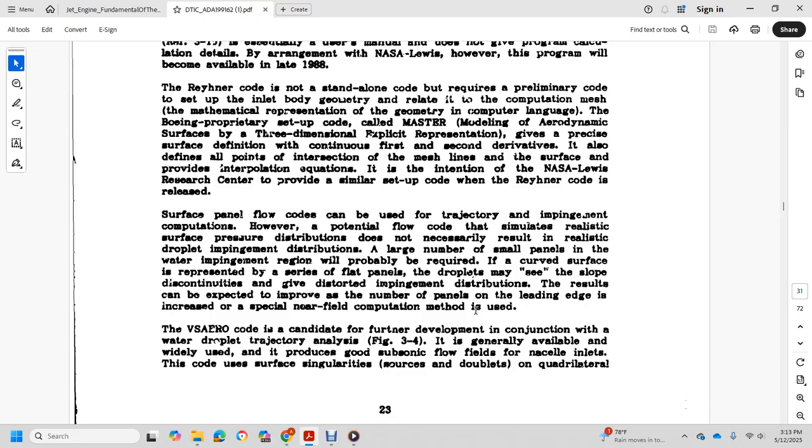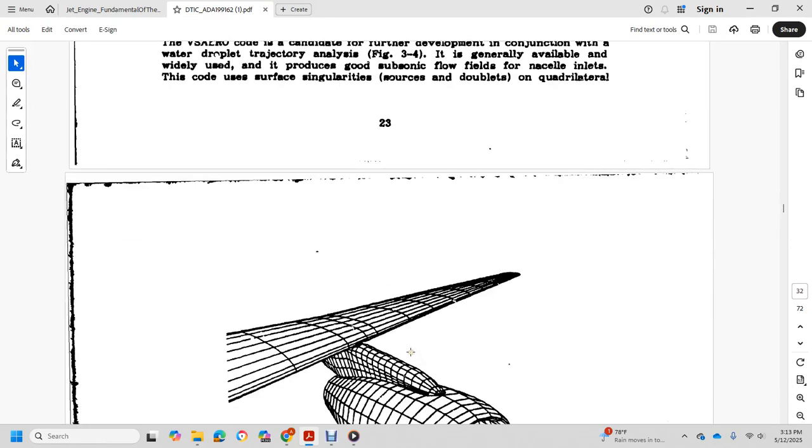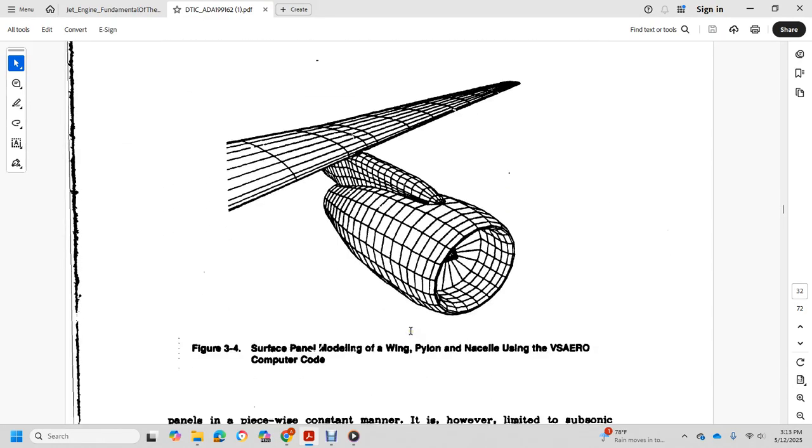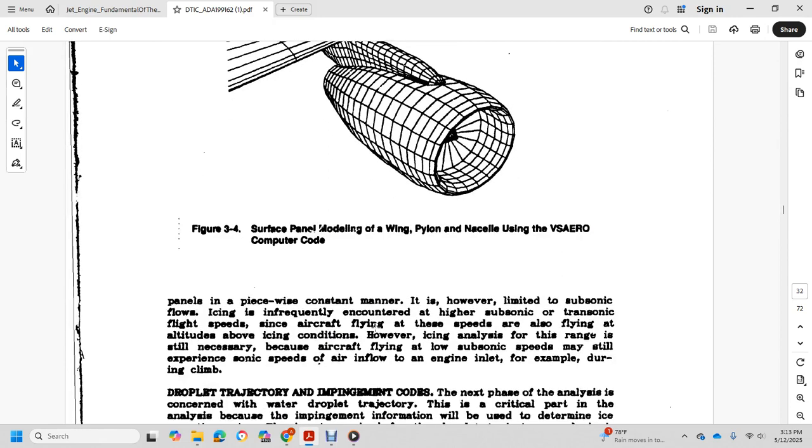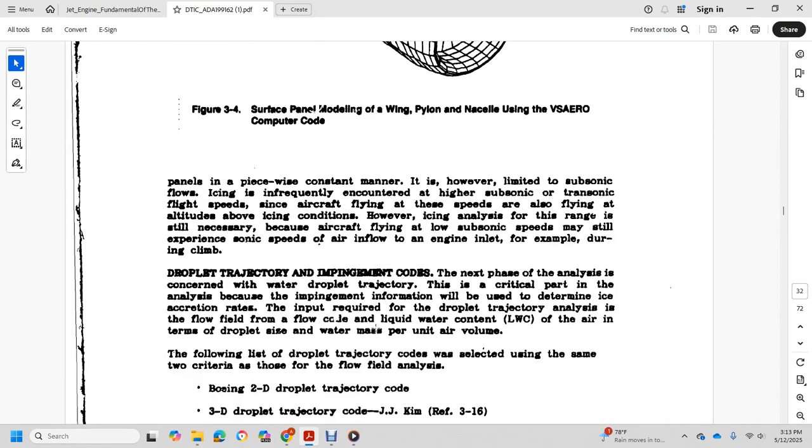The Vassaro code is a candidate for further development in conjunction with the water droplet trajectory analysis, Figure 3.4. It is generally available and widely used, and produces good subsonic flow fields for NASA inlets. Those codes use singularity sources and doublets with quadrilateral panels. Figure 3.4 shows the surface panel modeling of the wing pylon nacelle using the Vassaro computer code. Panels in the piece were constant, however, limited to subsonic flow. Icing is frequently encountered at higher subsonic and transonic flight speeds, with aircraft flying over the altitude above the icing conditions.